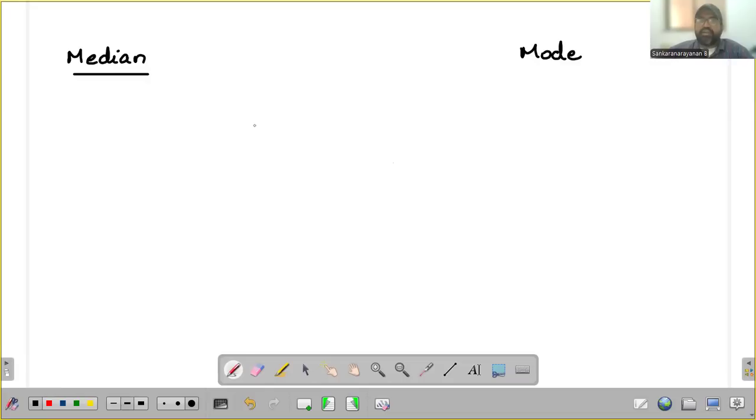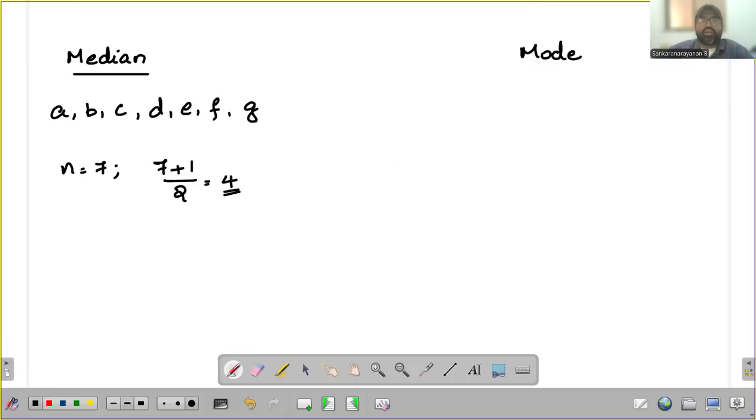Okay, for example, let me say that there are 7 observations. Those 7 observations in the ascending order, when I am writing it, it is A, B, C, D, E, F, G. Okay, I am writing them in the increasing order. So the number of observations is equal to 7 here. So you just perform 7 plus 1 divided by 2. That is equal to 4, right?